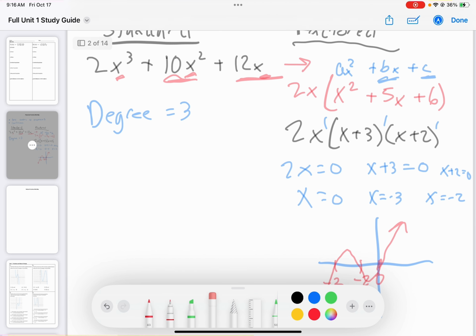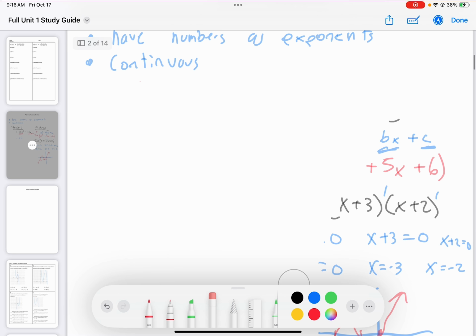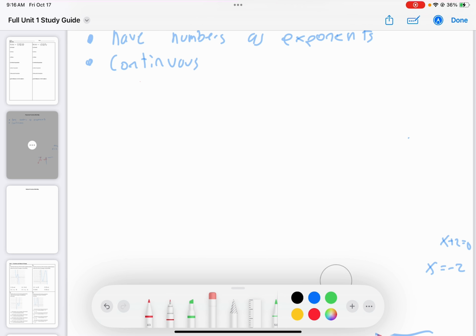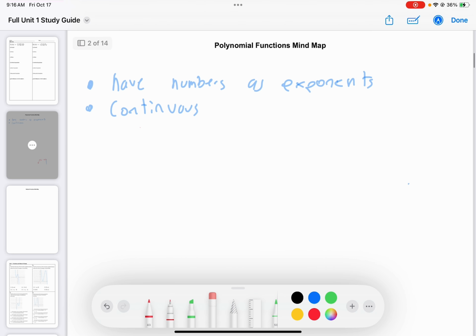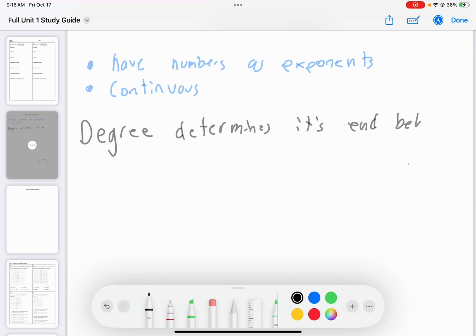Let's back up. So standard and factored form. Most of you already know that, and you're probably bored out of your mind, but it never hurts to touch on the basics. So why did I spend so much time talking about the degree? Because the degree of the polynomial determines its end behavior.